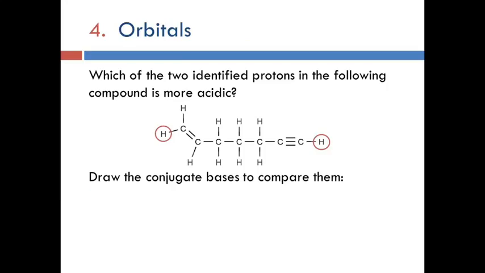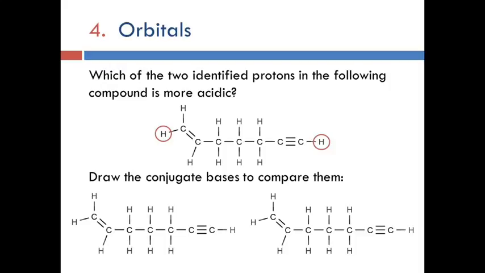If we look at a question like this, we understand why we need a fourth criteria to look at. Which of the two identified protons in the following compound is more acidic? So we're comparing this hydrogen and that hydrogen. First thing we need to do is draw the conjugate bases. So I've taken a shortcut here, make a little skeleton. So first we'll remove the one on the left. So I'll take off this hydrogen, and then what's left there?